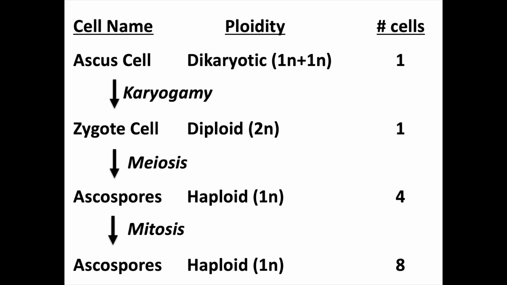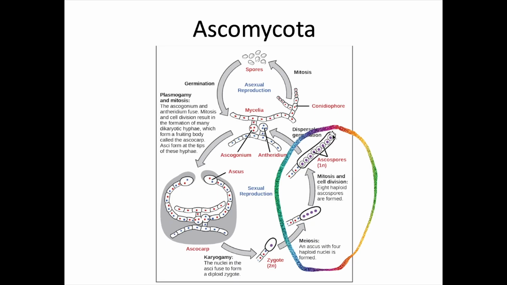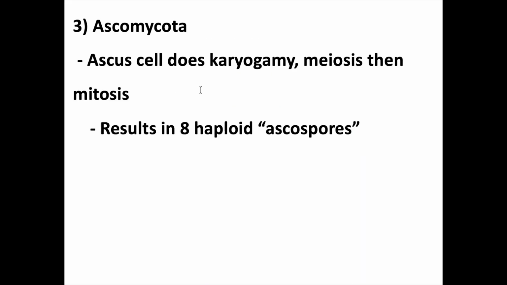Again, this is distinctive when looking at these things and trying to identify fungi. Seeing this cluster of exactly, precisely 8 ascospores is a big deal when identifying these Ascomycota. So then finally this ascus cell does karyogamy, meiosis, then mitosis. We get 8 haploid ascospores.